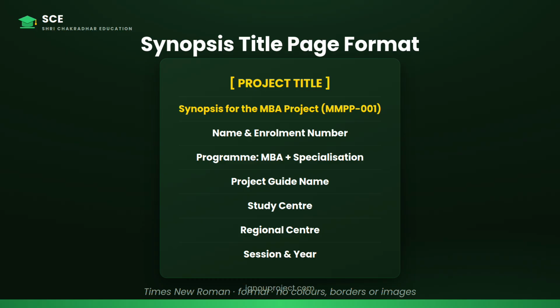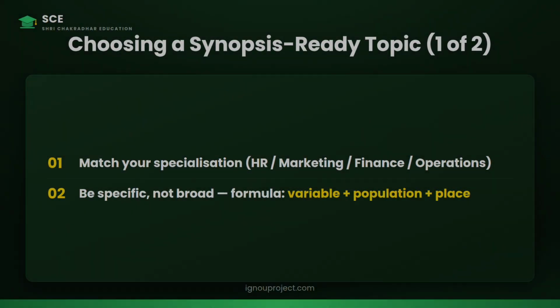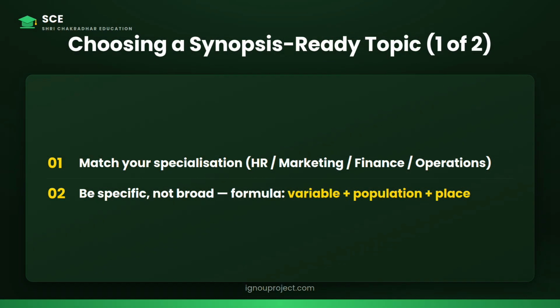Use a clean, formal layout, typically Times New Roman font, with no decorative colors, borders, or images. A neat, correctly labeled title page makes a strong first impression on your evaluator. With the format and title page clear, the next big question is, how do you choose a topic that gets approved? That is what we tackle next.